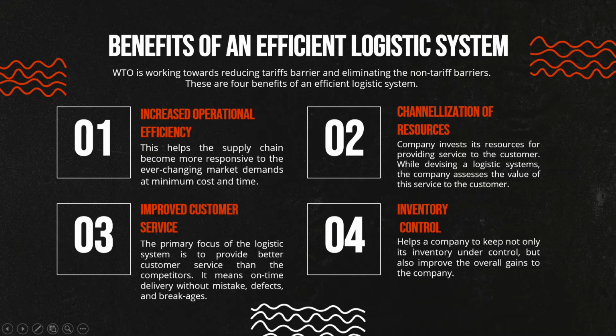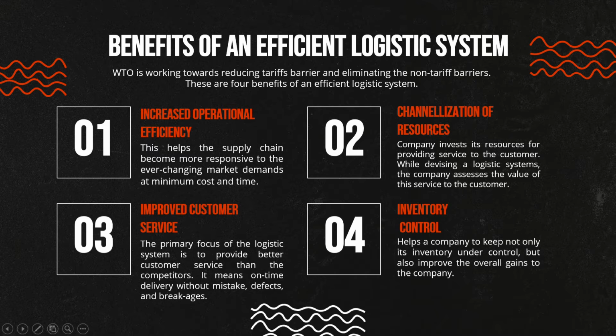So, the following are the various benefits of an efficient logistics system. The first one is increased operational efficiency. The primary objective of any logistics system is to make optimum use of resources available so that inbound raw materials, components, and sub-assemblies as well as finished products are delivered in the right quantity, at the right place, and at the right time. This helps the supply chain become more responsive to the ever-changing market demands at minimum cost and time. The second one is channelization of resources.